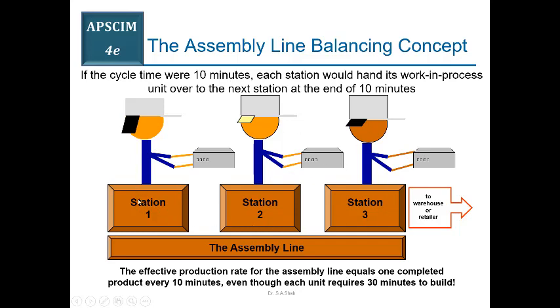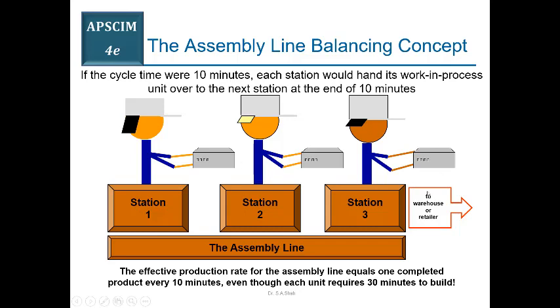Now if you talk about cycle time, although the product is completed in 30 minutes, after each 10 minutes you are getting one product out of this system. This is because that 30 minutes of time has been distributed among 3 workstations. Okay? So the total work content is 30 minutes, but I am talking about the individual elements. The work elements are of 30 minutes, but the total work content is completed in 10 minutes.